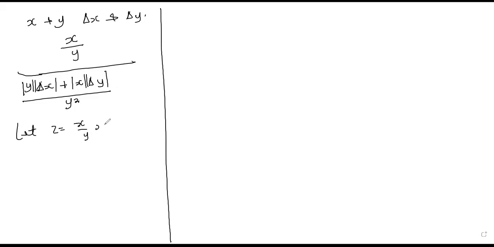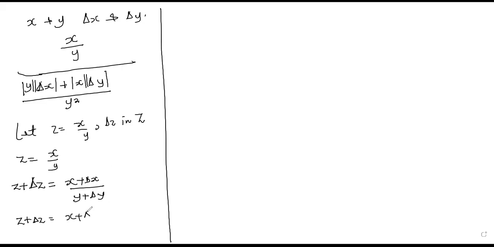and if I also let delta z be the possible error in Z, then it would mean that from Z equals X over Y, if I add the errors, Z plus delta Z is equal to X plus delta X over Y plus delta Y. Now we rationalize the denominator, and this is going to be X plus delta X times Y minus delta Y, over Y plus delta Y times Y minus delta Y.